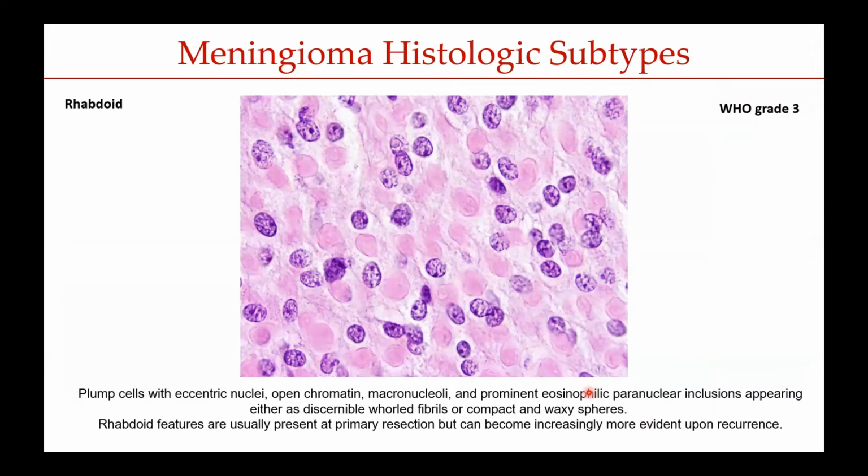The other very distinctive subtype of meningiomas are the rhabdoid meningiomas. These are traditionally called WHO grade 3, and I'll give you some caveats related to that in a second. These are pretty plump cells. This is a really good example. They tend to have large nucleoli and these very prominent eosinophilic paranuclear inclusions that can push the nucleus off to the side. So that's one of the really distinctive features of these tumors.